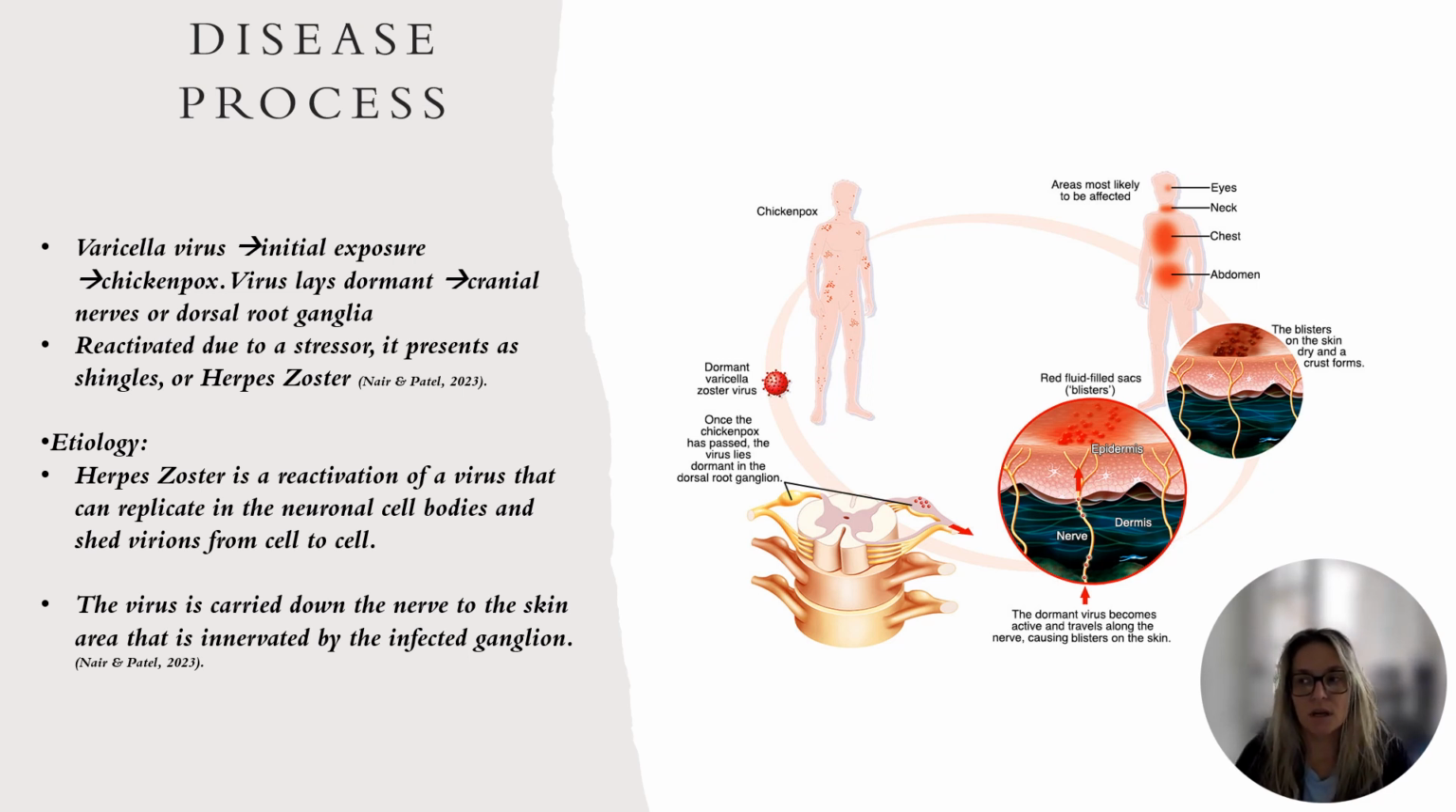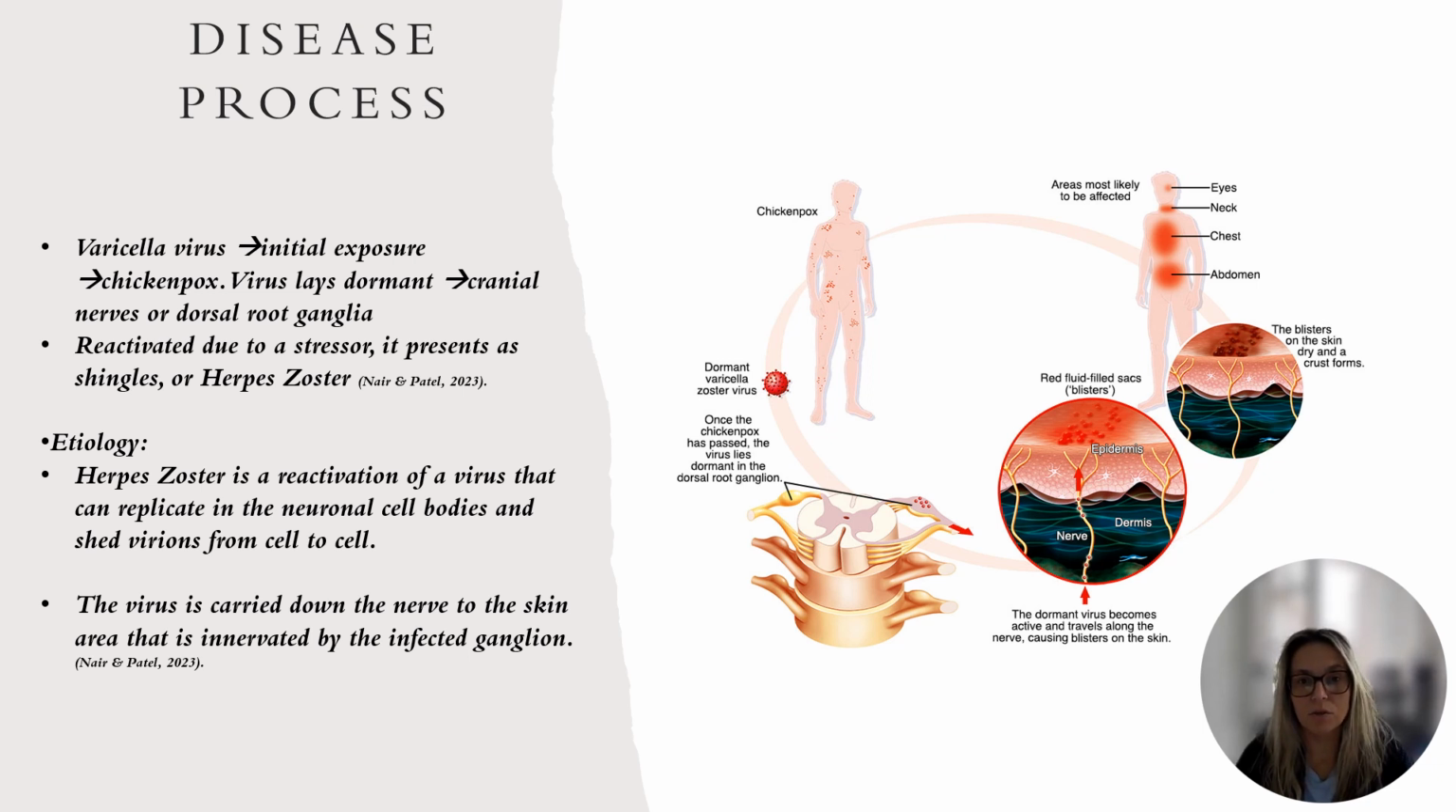So the etiology of herpes zoster is a reactivation of a virus that can replicate in the neuronal cell bodies and sheds virions from cell to cell. The virus is carried down the nerve to the skin area that is innervated by the infected ganglion. The pathogenesis is varicella zoster virus is a primary infection that enters the host and develops into chickenpox.